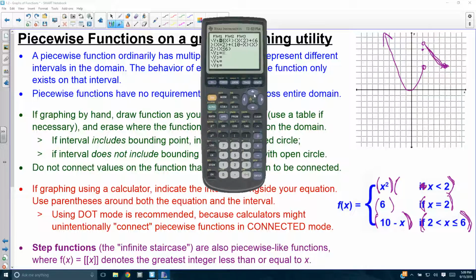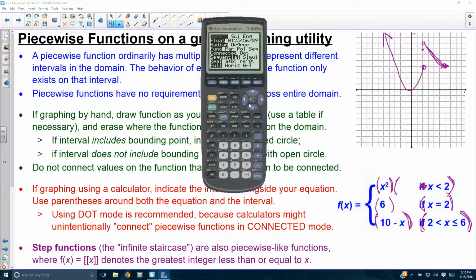And let's do this with a thick line. Okay, let's go ahead and take a look at the graph. This is in connected mode, mind you. Goes up. Now, take a look. It doesn't go down to 0, but what did it do? It connected the points when they shouldn't be connected. That's why we have to go to dot mode for this.